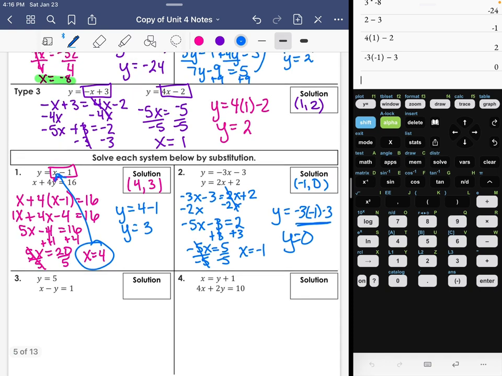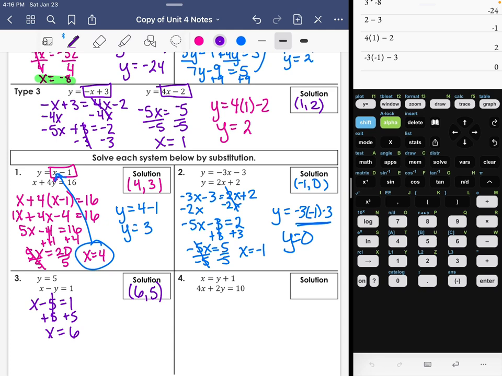Now on number 3 right here, this one is one where you have a horizontal line because there's no x in the top. So because of that, that means that y equals 5. So we already know what y equals. You don't have to figure that out. So we're just going to substitute the 5 in for y in the other equation and find x. So number 3 is a really simple one. You just have to add the 5 to the 1. So x equals 6. And that's it. You're done. Because it told you y was 5.